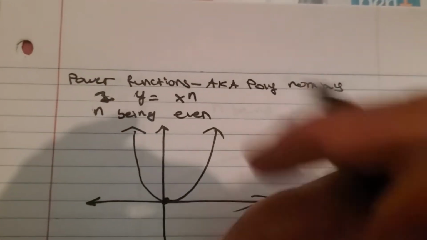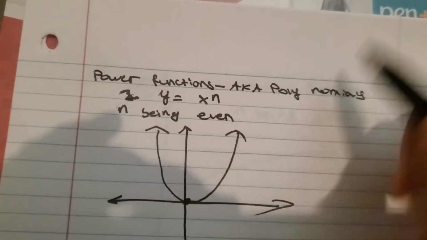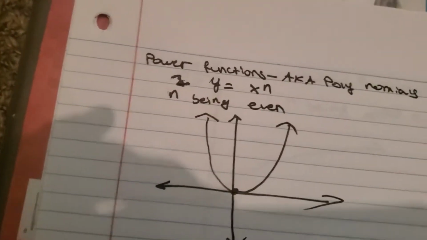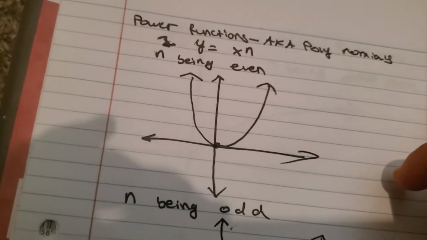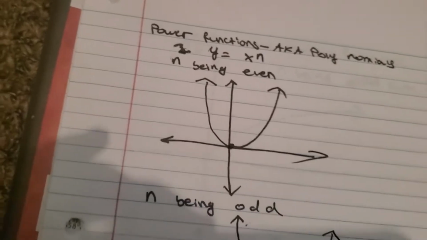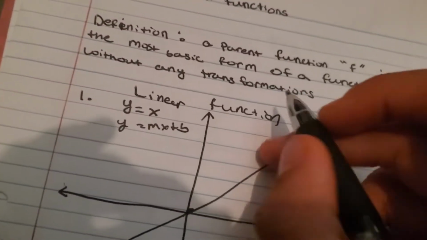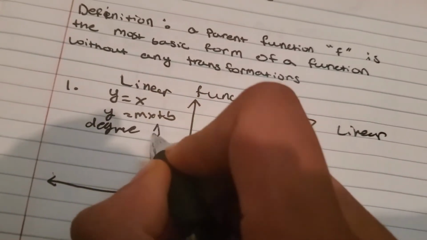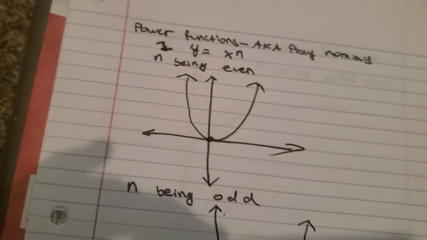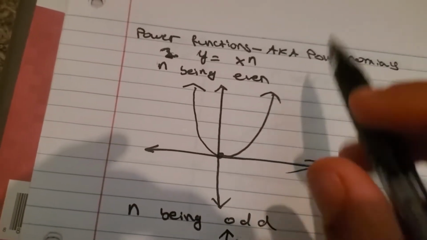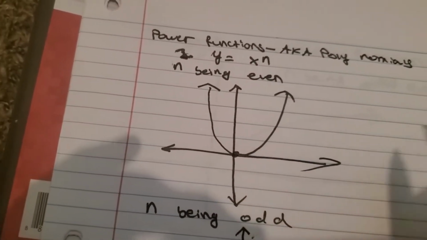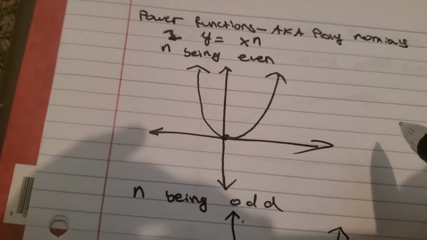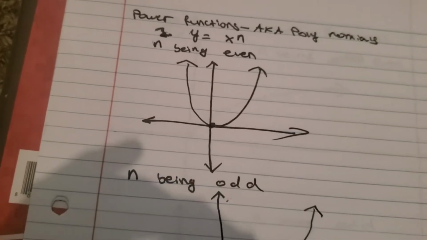Next we have power functions, which we call polynomials. You could say a linear function is a power function of degree 1. Let's write that out: degree 1. Whereas these are power functions, also known as polynomials, and essentially the powers are greater than 1, and some of them are even, some of them are odd.